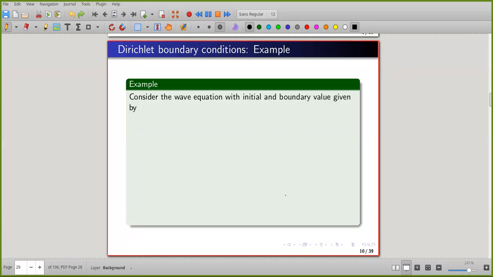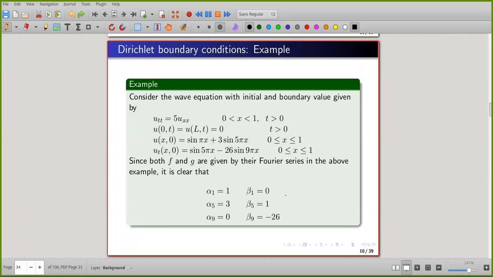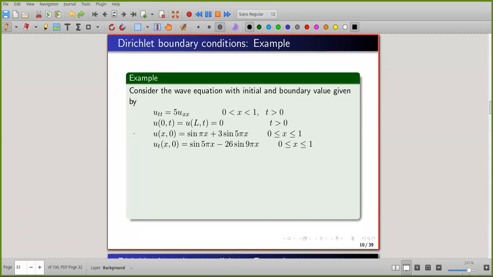So consider the wave equation with initial and boundary conditions given by this. Here I've made life a little bit easier by cheating, in the sense that I have given my functions u(x,0) and u_t(x,0) already in a Fourier series form. If you have a function of this type, then the Fourier series is obviously computed trivially.